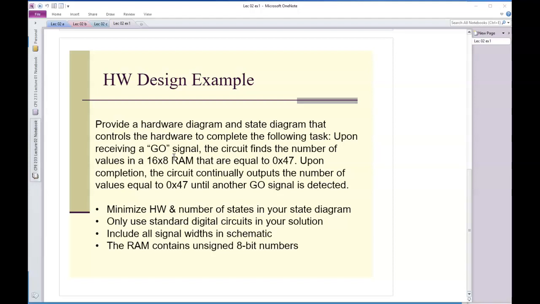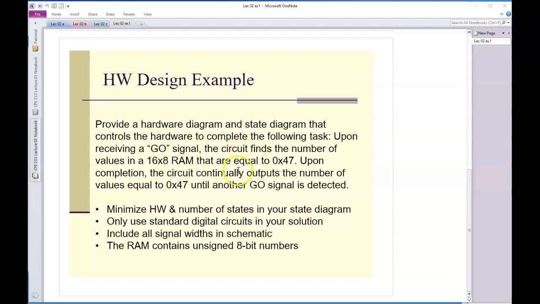I need a RAM, and while looking through it, it's counting up to 16, right? It could be that every single piece of data in this RAM is 47. That could be 16 things, so don't think it's 4 bits. Remember, with 4 bits I can only represent 15 at most. The range for 4 bits is 0 through 15. So the output of this circuit is going to be a 5-bit value.